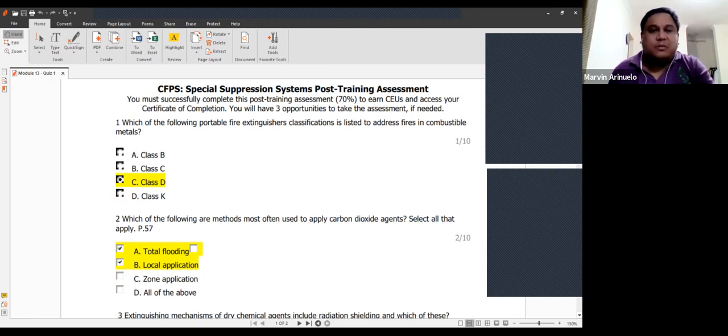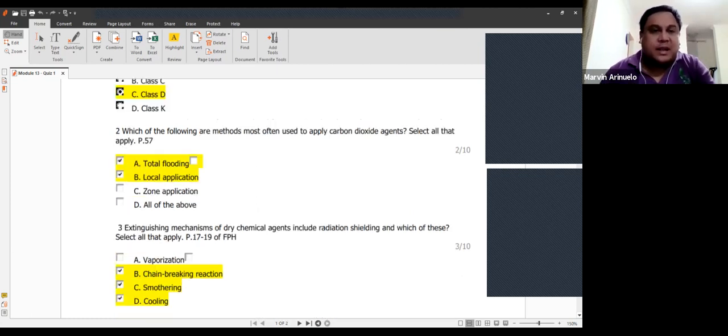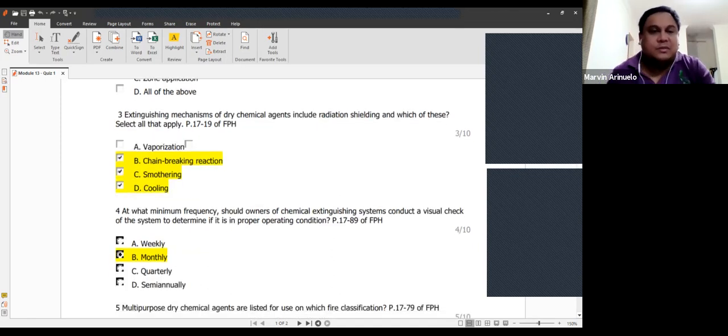Which of the following portable fire extinguishers is listed to address fire in combustible metal? So the answer is D, class D. Which of the following is most often used to apply carbon dioxide? Select all that apply: total flooding and local application. Extinguishing mechanism of dry chemical agent includes radiation shield and which of these? We discussed it in page 17 to 19. Chain breaking reaction, smothering, and cooling effect.